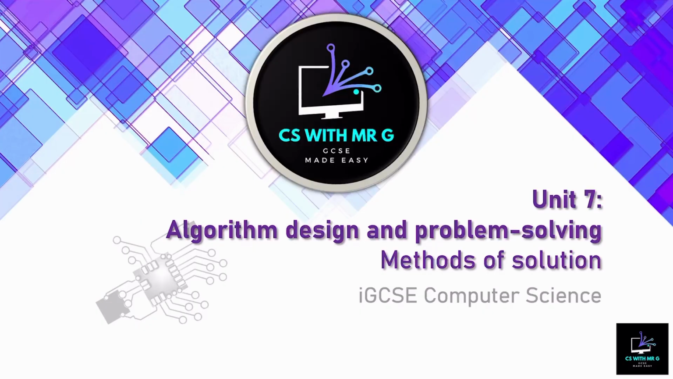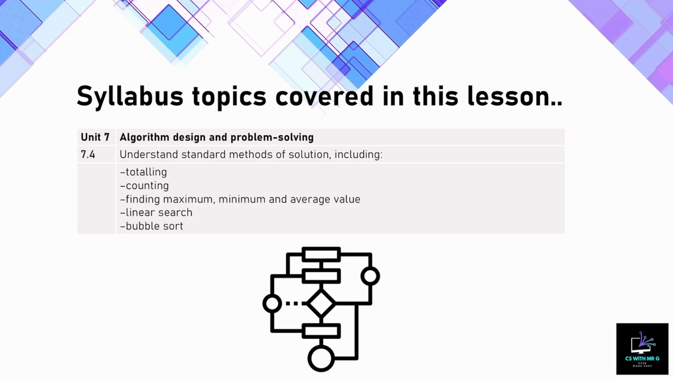Hello everyone, this is the follow-up lesson to our methods of solution, part of Unit 7, Algorithm Design and Problem Solving. This includes totaling, counting, finding the maximum, minimum and average value. So we've already looked at these algorithms using all of our previous knowledge of pseudocode so far, putting it all together to use these algorithms so that we're able to identify and solve problems at an even higher level.